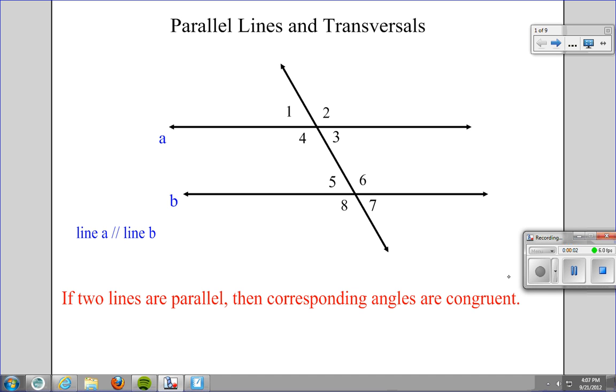Hello, in this video we'll be learning about parallel lines and transversals. In the previous video we just learned about angle relationships when we had transversals. In this one we'll be looking specifically at parallel lines that are cut by a transversal.